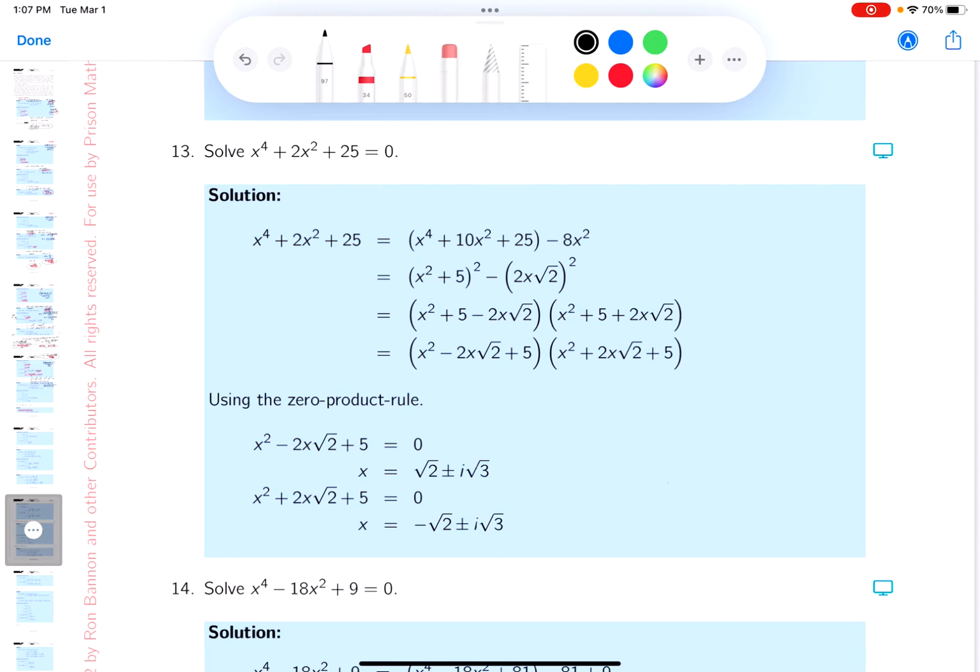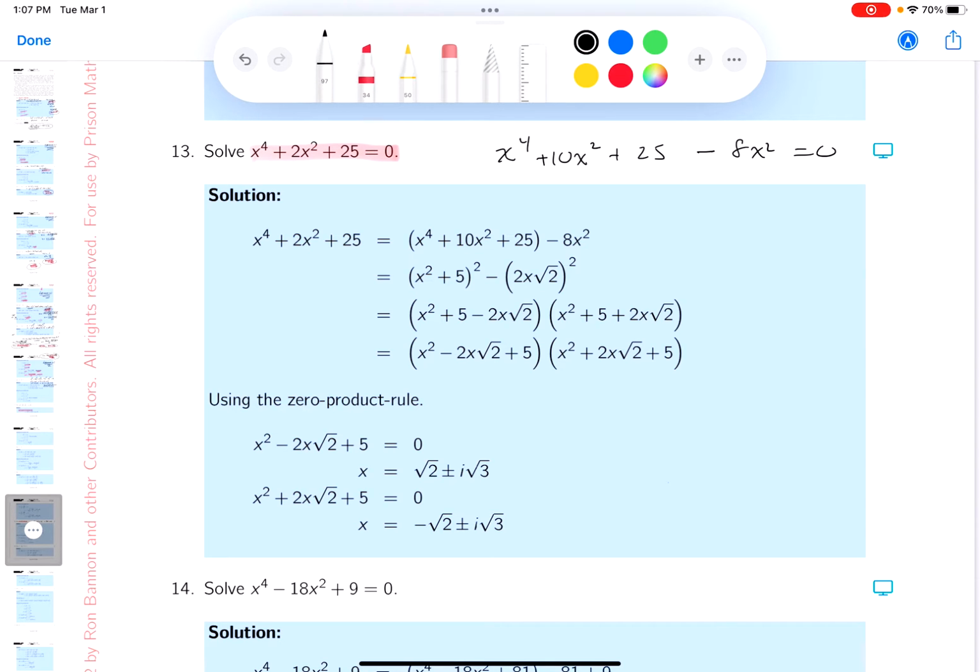So I'm going to look at this over here, and I'm looking at not the middle term, I'm looking at the end term now. So x^4 and a 25. And what would the middle term have to be? Well, it's going to be 2 times 1 times 5, which would be 10. 10x^2. But you know, I have 2x^2, so I have to subtract away 8x^2. And that's equal to what's written over here. No different between the two.